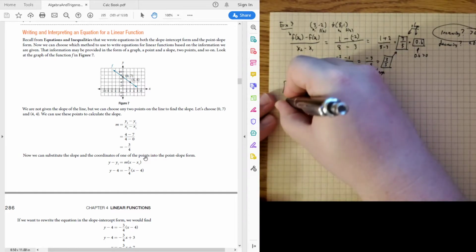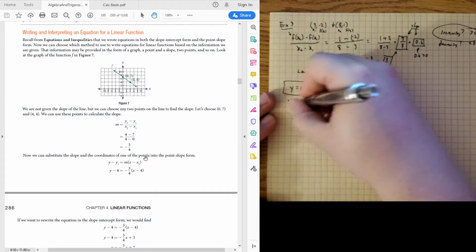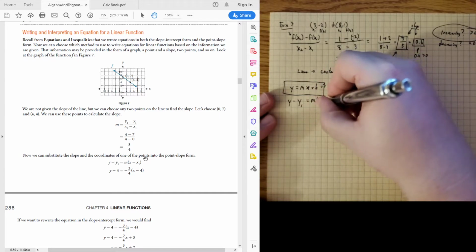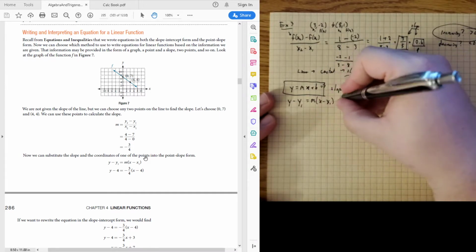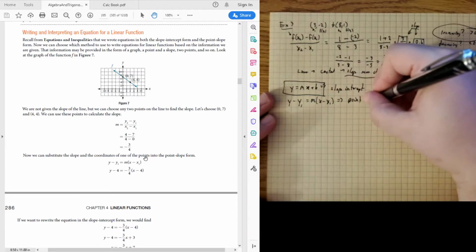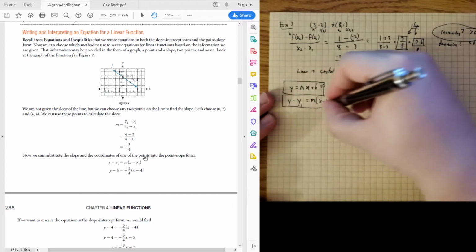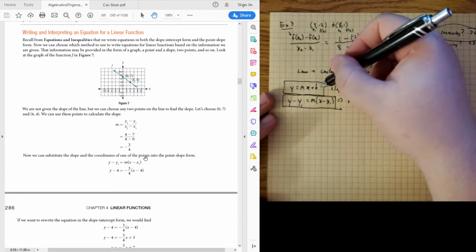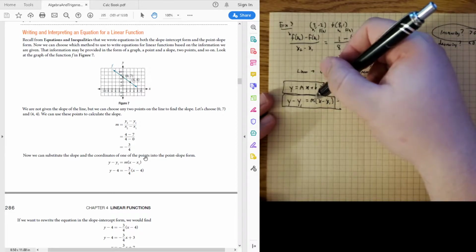There is a second one. y minus y1 equals m times x minus x1. This is referred to as point slope. While the top one may be popular, this one is more widely used. We like the top one for how nice it is. We like the bottom one for how useful it is.